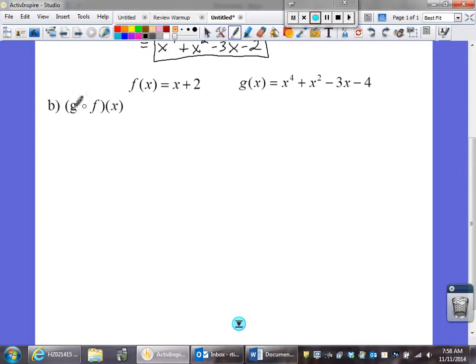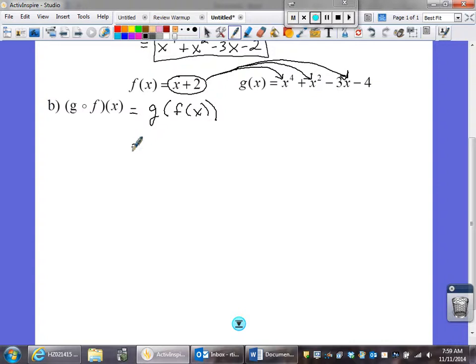It says find g circle f of x. That means we're supposed to find g of f of x. All right, so we're supposed to take all of f and put it into g. Well, this is f right here, and we're going to take f and put it into g, but g has several x's in it, which means we're going to have to do several little substitutions here. This is a much longer problem than the last one we just did.